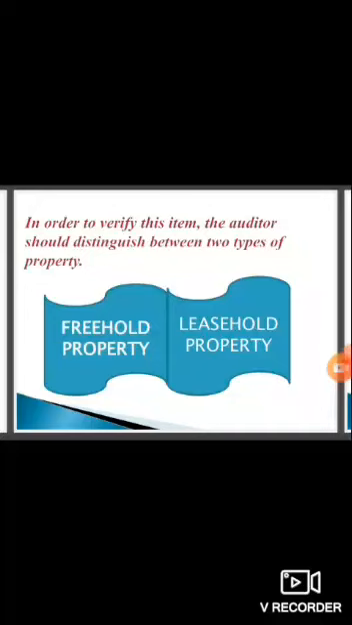Before that, in order to verify the assets and liabilities, if the auditor is verifying the property, he should distinguish between two types of property, whether the property is freehold or leasehold. So whether the company owns the property or they took it on lease. So the auditor definitely distinguishes these two, because the verification becomes easy if we divide the property into freehold property or leasehold property.